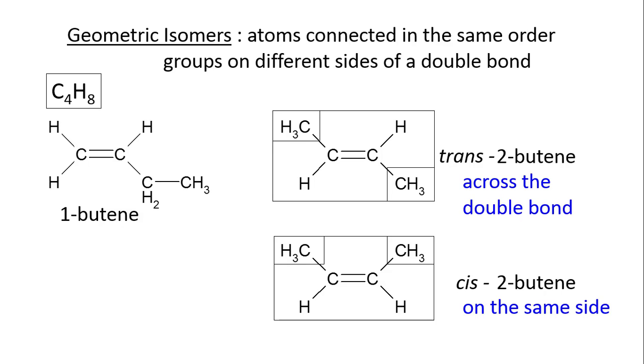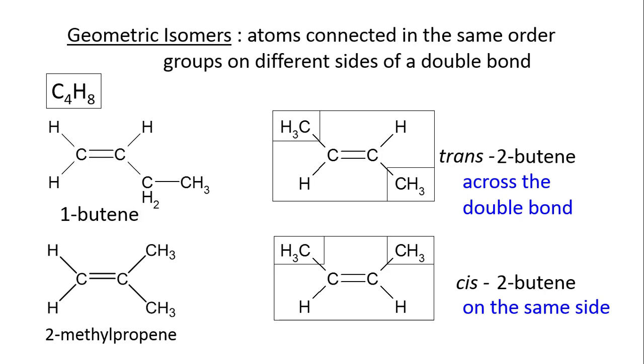Now, that doesn't mean on the same carbon. In fact, if the two CH3 groups were on the same carbon, it would be yet another isomer of C4H8, called 2-methylpropene. For now, we want to be able to identify cis and trans isomers.